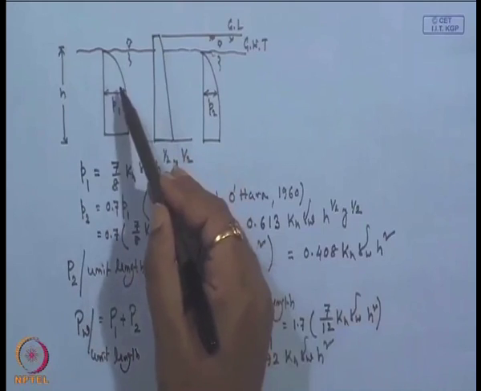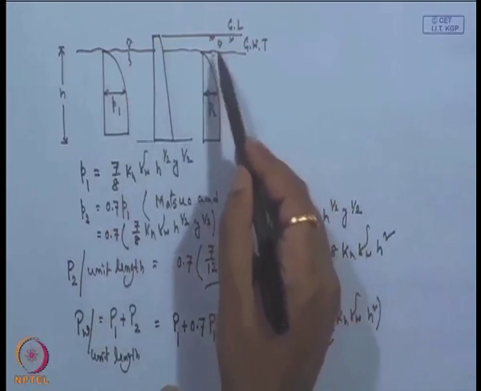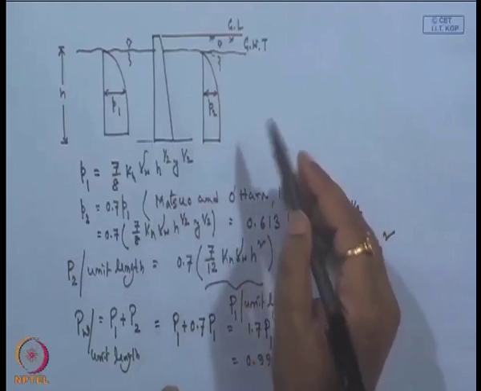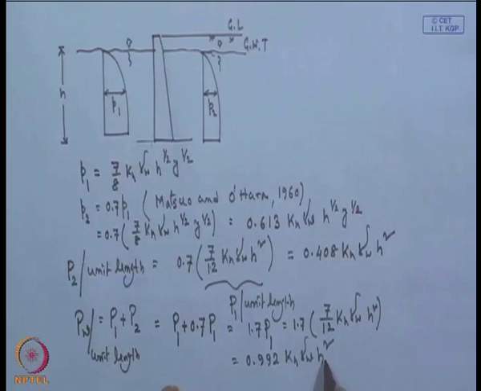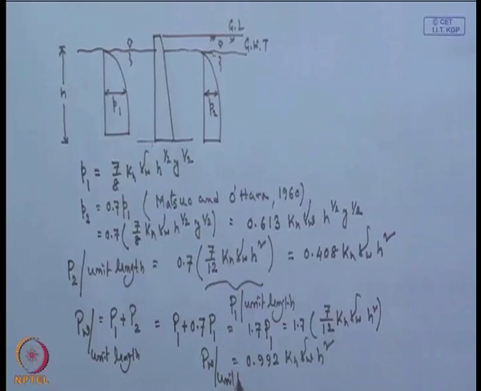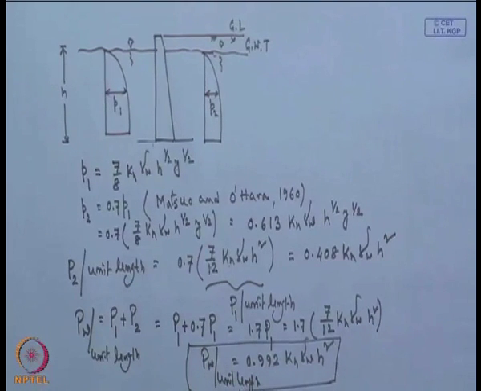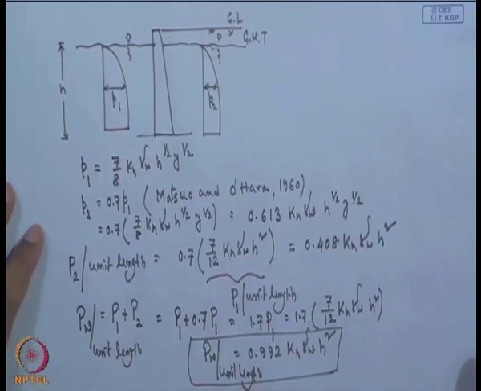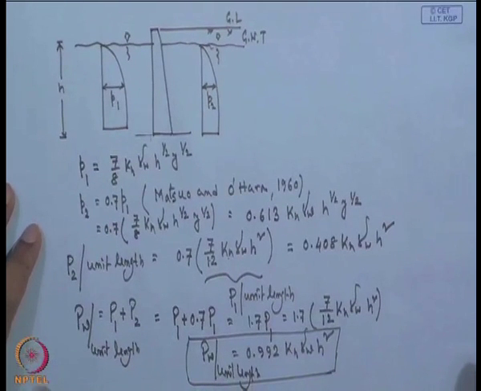If this side is water and this side is also water, both at the same level, then it is 0.992 k_h γ_w h². If they are at different levels, then this h value will be different and you have to adjust this value accordingly. So, this is the total resultant hydrodynamic force per unit length that is applied on a retaining wall. In the design of the retaining wall, you have to consider this force also.